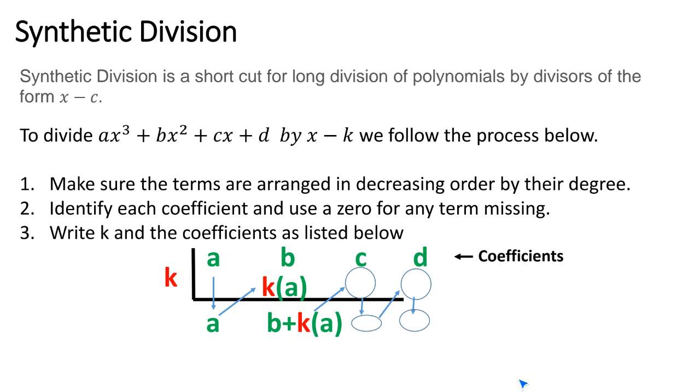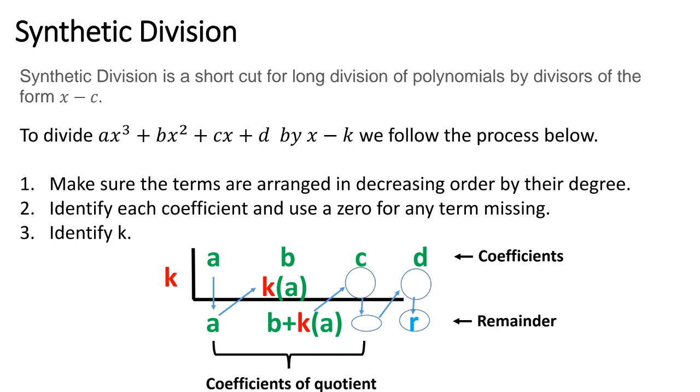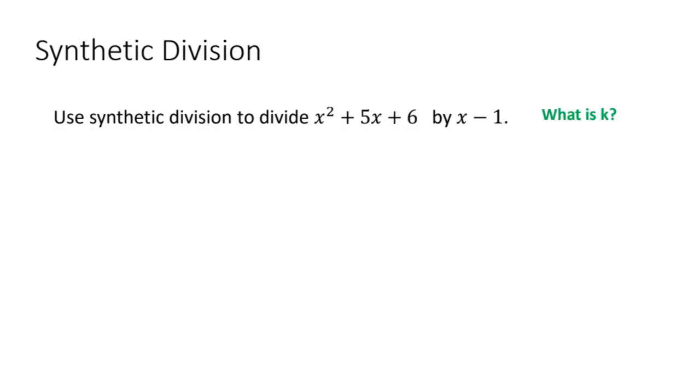Okay, so it's just going to take the same process. Let's look at it, we'll do an example here in a second, but this last number you get, that's going to be your remainder. And the numbers before that are what's going to make up your quotient. So let's try an example.